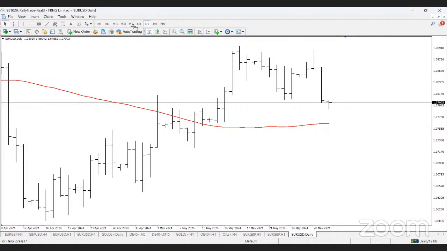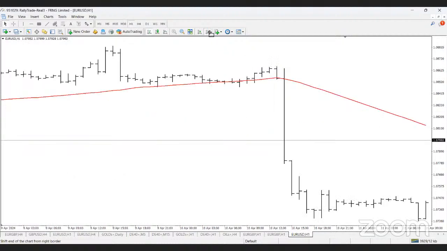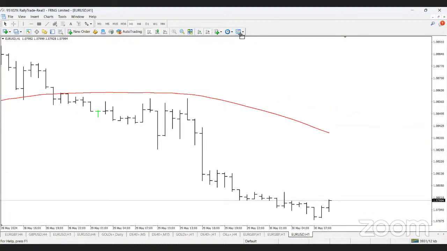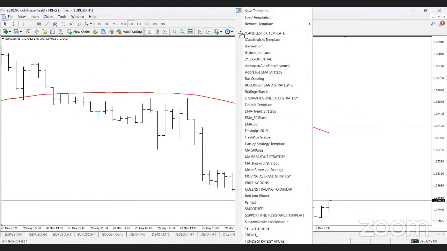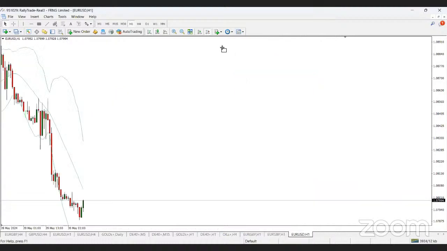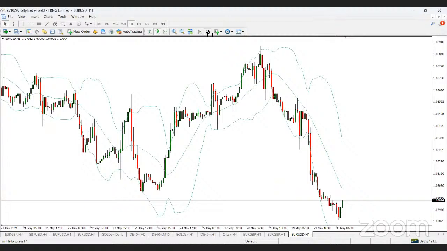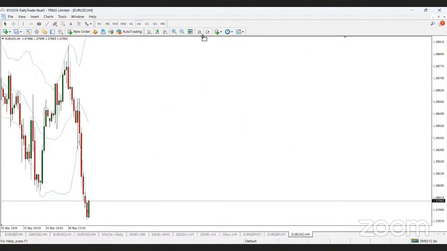Looking at the H1, there's no signal at the moment. Now we'll move on to the next indicator, which could be, say, Bollinger Band. With Bollinger Band, there is no signal at the moment, none. So we shift to H4 and check again.